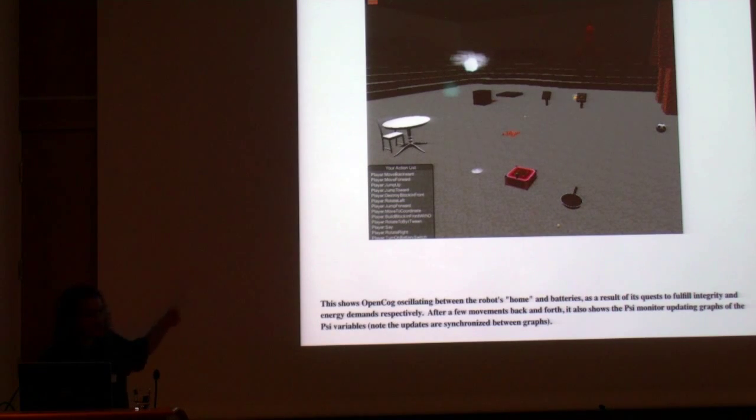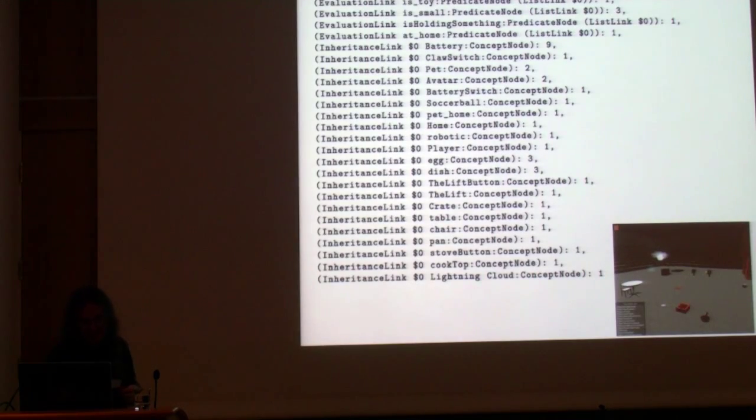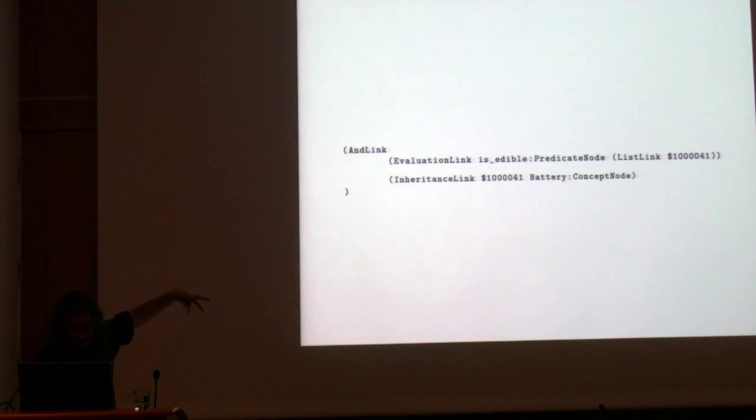So we had a bunch of scenes going on in this world, and there's a whole bunch of knowledge in the atom space. So in those, soccer balls are not edible, eggs are edible, chairs are often near tables, and a bunch of logical knowledge such as that. And it can mine patterns like this. So this pattern says that batteries are edible. Now that's not true for me.